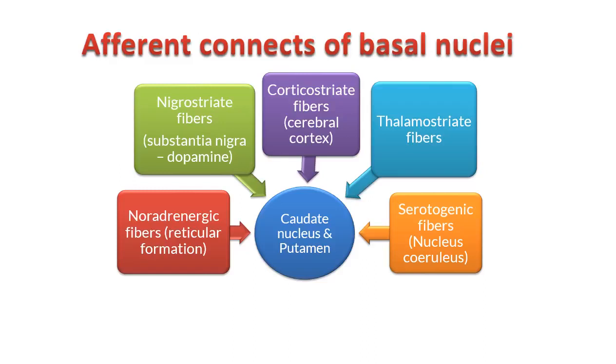Then next you have the serotonergic fibers from the nucleus ceruleus and noradrenergic fibers. The noradrenergic fibers are from the reticular formation. So they all are thought to be mostly inhibitory, except for the corticostriate and the thalamostriate fibers. Corticostriate fibers, as I told you, secrete glutamate as the neurotransmitter. Now, for the prefrontal, the posterior parietal cortex, occipital, and the temporal cortex, the function is not very clear.